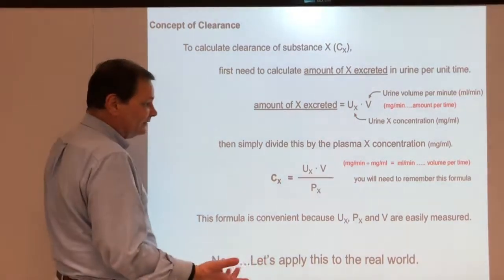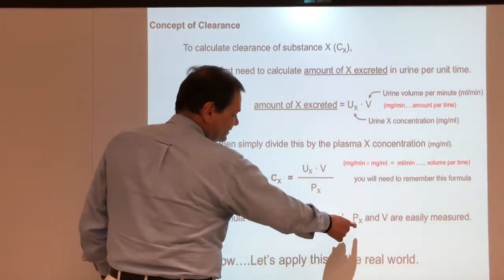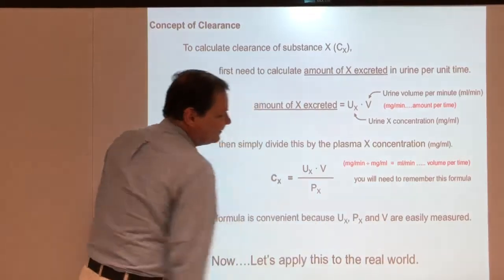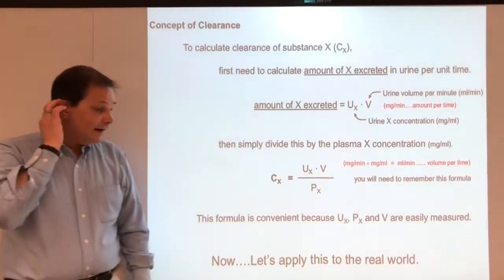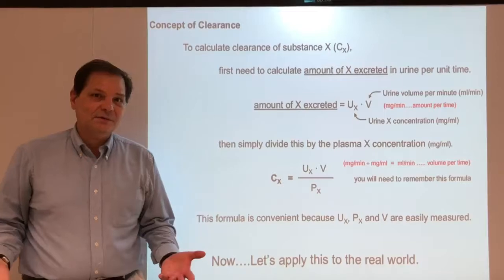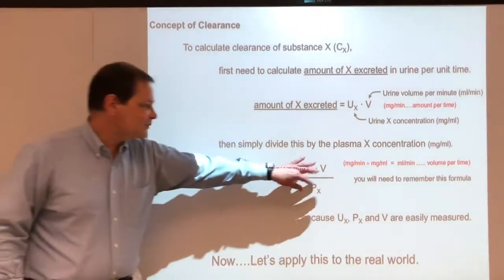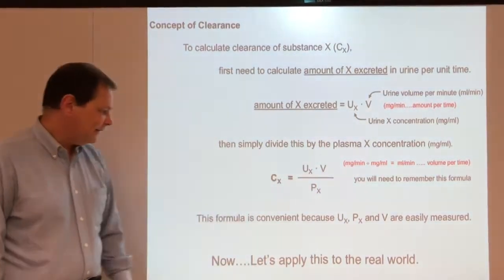And this formula is convenient because the urinary concentration, the plasma concentration, and the volume of urine produced are fairly easily measured. Okay, so these are nice measurable variables that you can use to calculate the clearance.